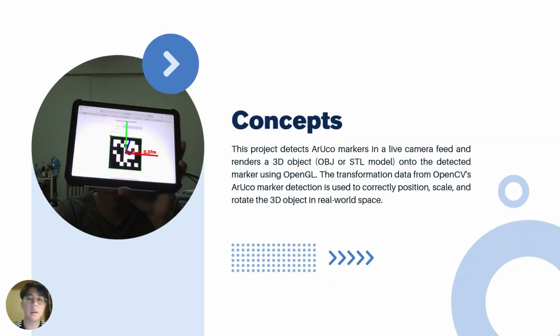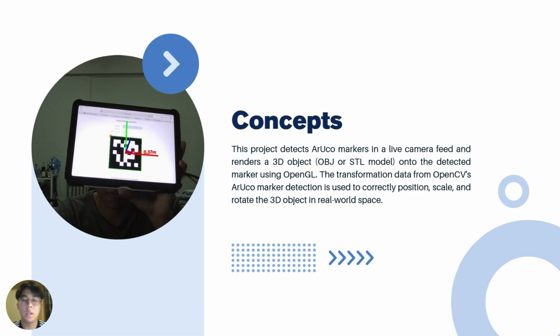Okay, let's talk about the concept of our project. In this project, we use ArUco markers to bring virtual 3D objects into the real world to augment reality, or people usually call it AR for short. The system continuously analyzes a live camera feed to detect these markers and overlays 3D objects, either an OBJ or STL model, on top of the detected marker using OpenGL. This makes it possible to visualize virtual objects as if they exist in real world space, aligning perfectly with the marker's position and orientation.